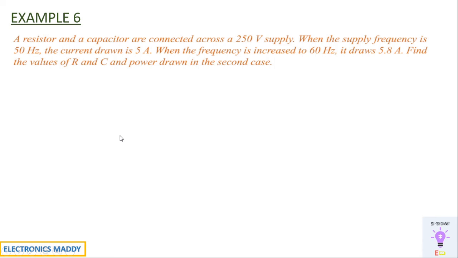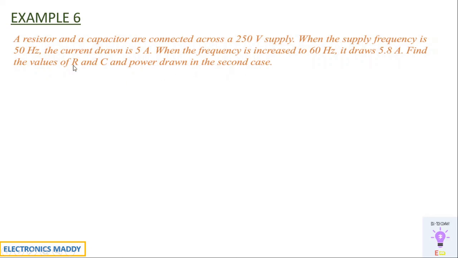A resistor and a capacitor are connected across a 250 volt supply. So they've given it's a series RC circuit. When the supply frequency is 50 hertz, the current drawn is 5 amps. When the supply frequency is increased to 60 hertz, it draws 5.8 amps. Find the values of R and C and the power drawn in the second case.